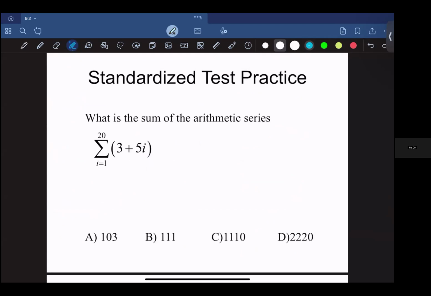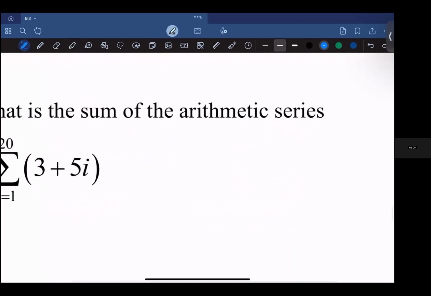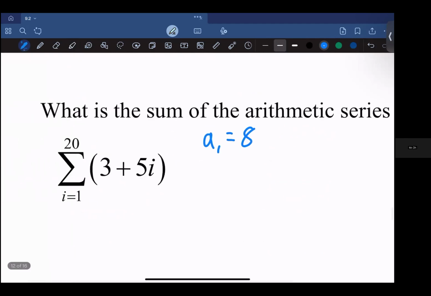This might be something you might see on the SAT or maybe even on the test, cough, cough. What is the sum of the arithmetic series below? We have sigma of index i equals 1 to 20 of 3 plus 5i. My question here is, what is A1? A1 is 8, because when I plug in 1, I have 3 plus 5, which is 8.